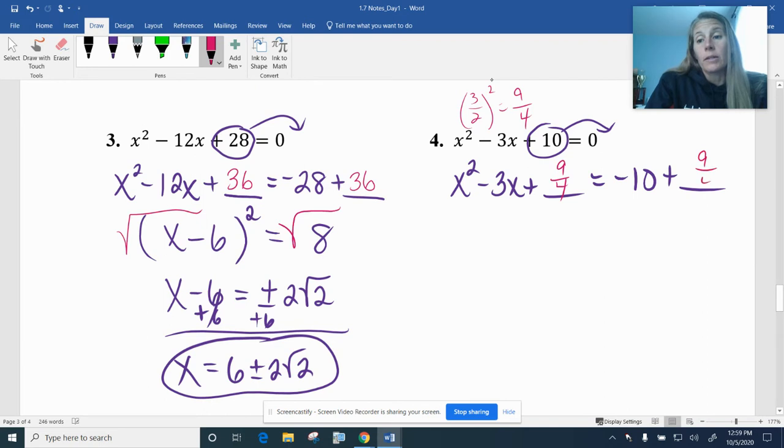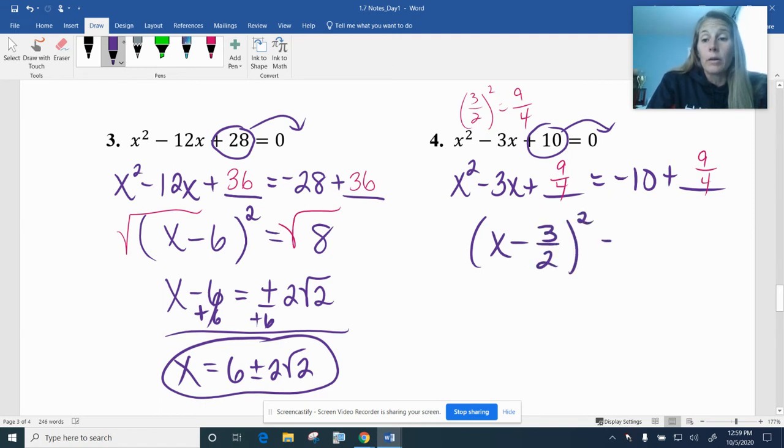Or if you want to write it as a decimal, you can do that too. So now I have x minus 3 over 2 squared equals, and negative 10 plus 9/4 is going to be 7.75 or 7 3/4. So if it helps you to write it as a decimal, you can. If you write it as a fraction, that's fine too.